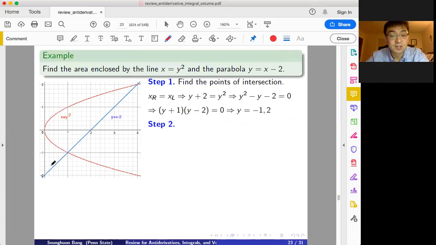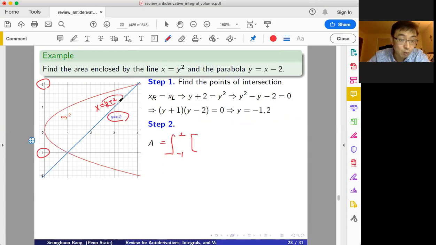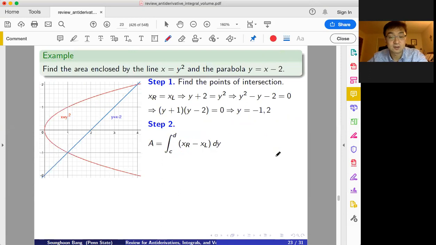The next step, step 2, find the area. The integral from lower limit negative 1 to upper limit 2. The right boundary is the line y equals x minus 2. You can change it to the x value: x equals y plus 2. So the right boundary is y plus 2, minus the left boundary, the red one, y squared. Like this, we have it.